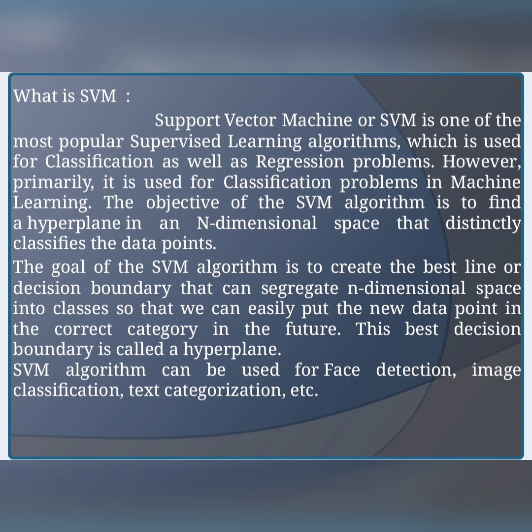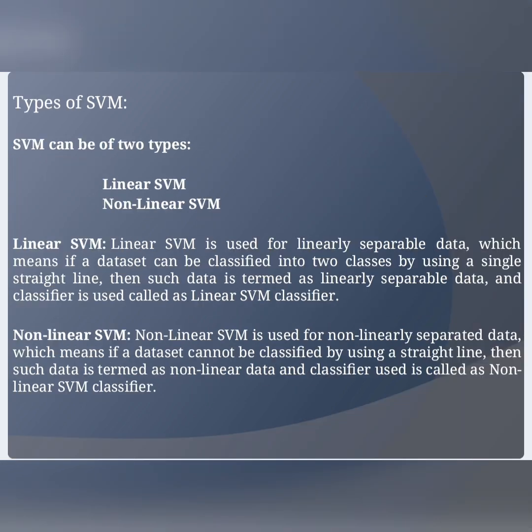SVM algorithm can also be used for face detection, image classification, text categorization, etc. There are two types of support vector machine: linear support vector machine and non-linear support vector machine. Linear SVM is used for linearly separable data, which means if a dataset can be classified into two classes by using a single straight line.